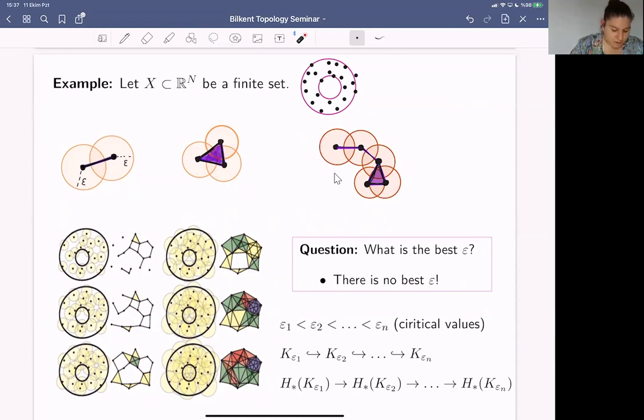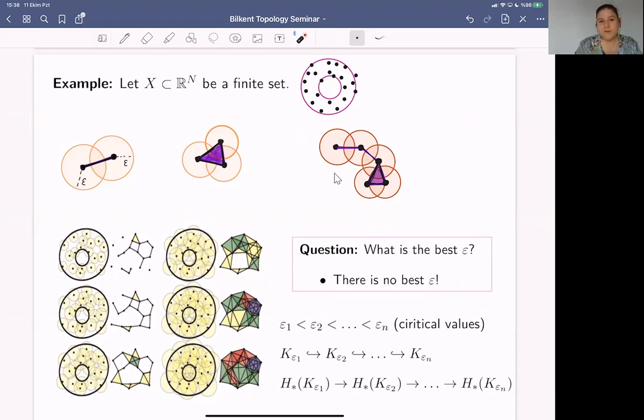But in the second picture, we see that when epsilon is too small, the balls won't intersect. So the corresponding simplicial complex will contain simplices, but they are just zero simplices. When epsilon is too large, all balls will intersect, and the corresponding simplicial complex won't tell you interesting things, because it only has zeroth homology. So the question is, what is the best epsilon to understand the shape of the data? The answer is there is no best epsilon.